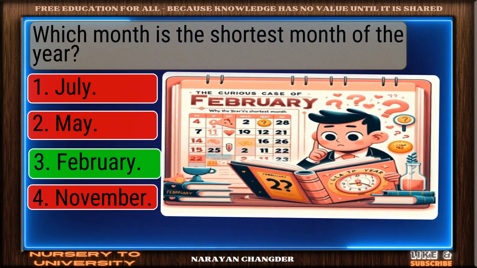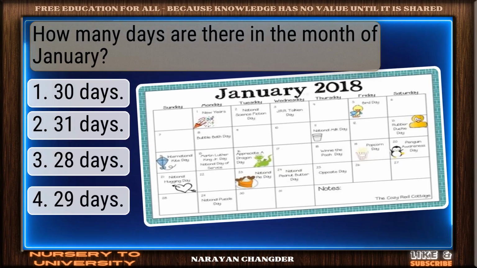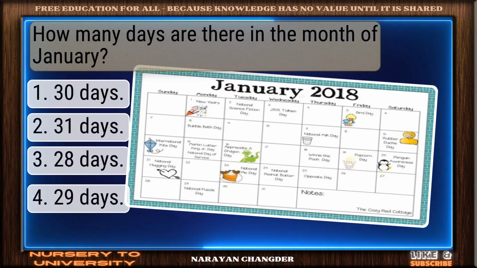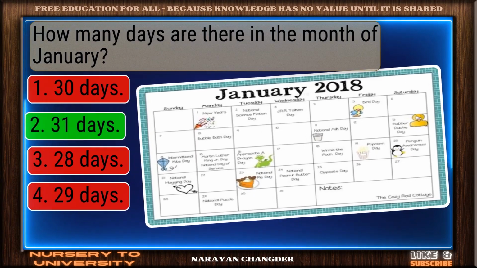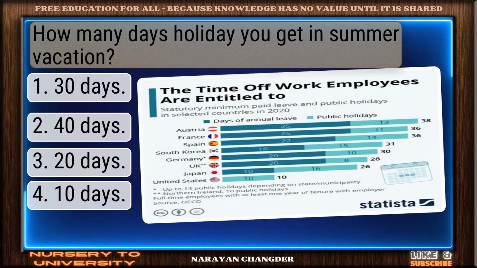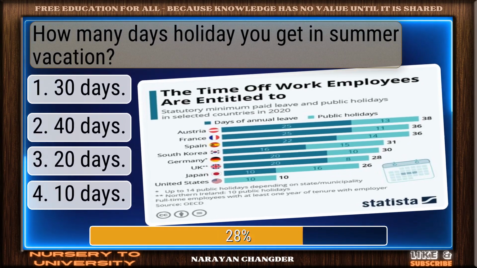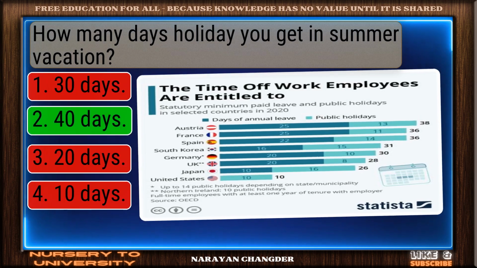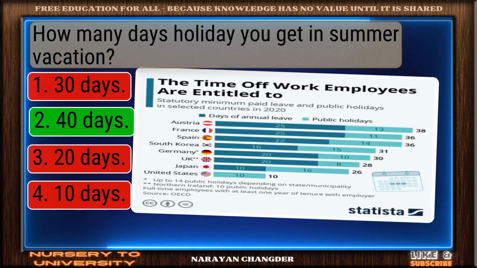Excellent. February is a brilliant choice. How many days are there in the month of January? Clear logic. Your choice 31 days is sound and 100% true. How many days holiday you get in summer vacation? Nice selection. 40 days is the correct and valid answer.